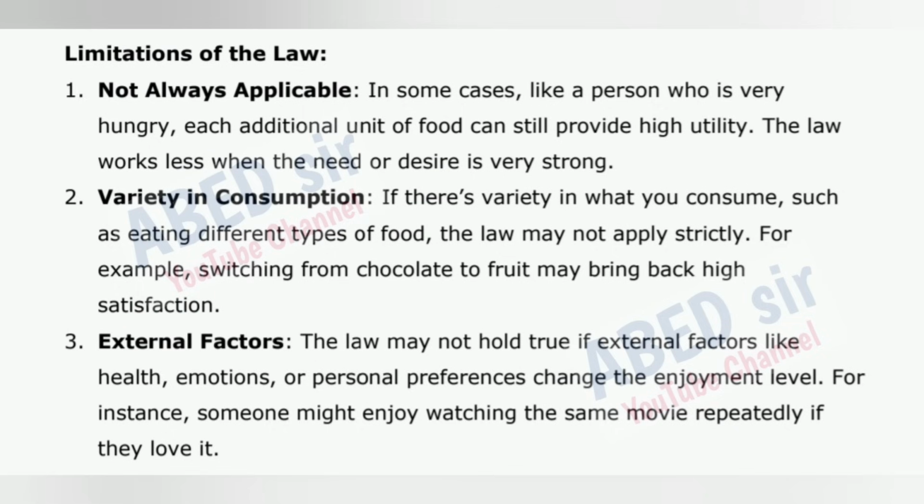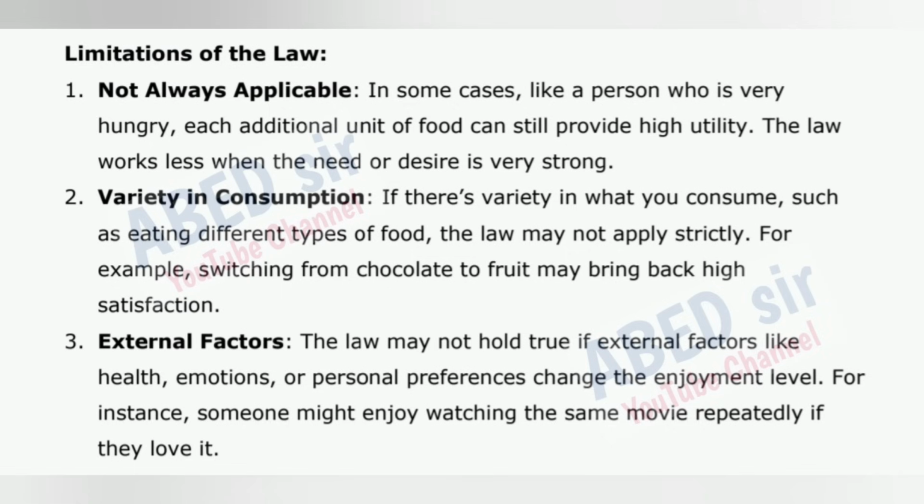Limitations of the law. 1. Not always applicable. In some cases, like a person who is very hungry, each additional unit of food can still provide high utility. The law works less when the need or desire is very strong.